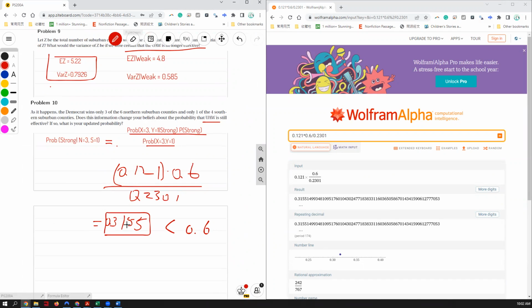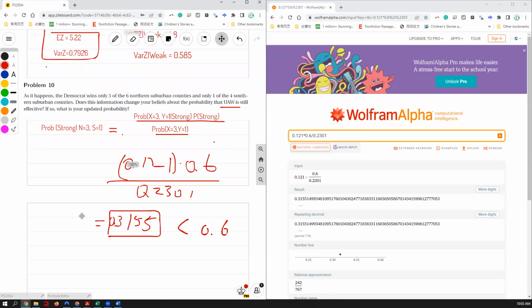Does that make intuitive sense? Well, 3-1 means that we didn't actually win any of the contested seats. Well, in this case, actually, it wouldn't really matter. It's just like we won half of the seats in North and only won 1 seat in the South. That's a pretty abysmal performance for the Democrats. So therefore, it's more likely that we are in a weak world than in a strong world. So I think that makes intuitive sense to me as well. So that's that.